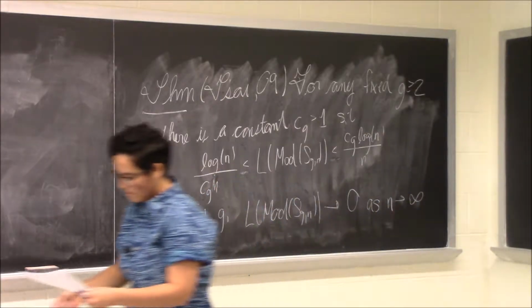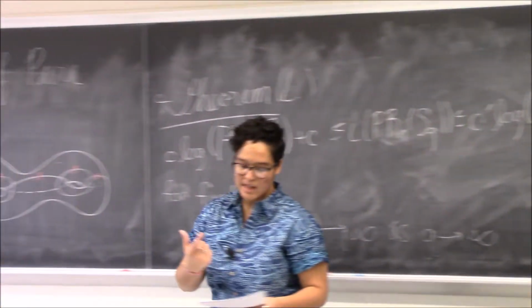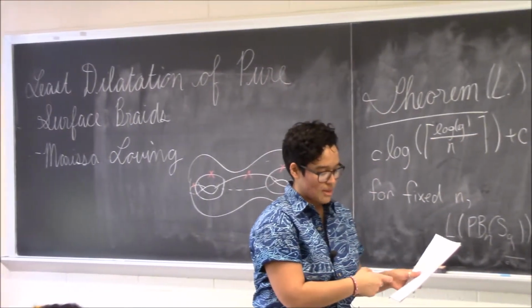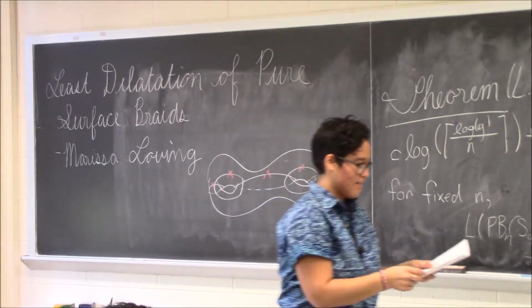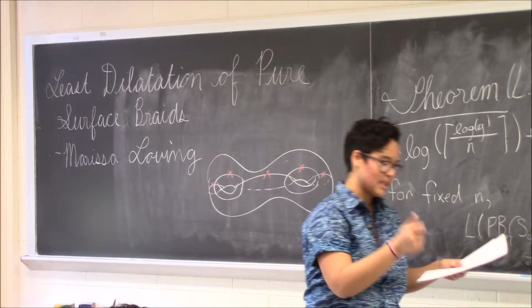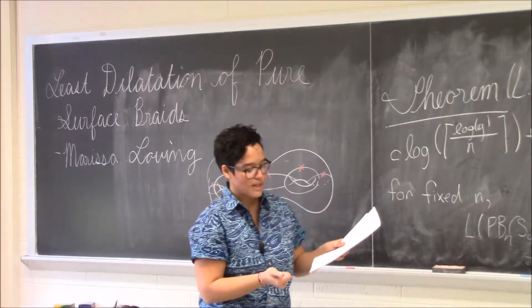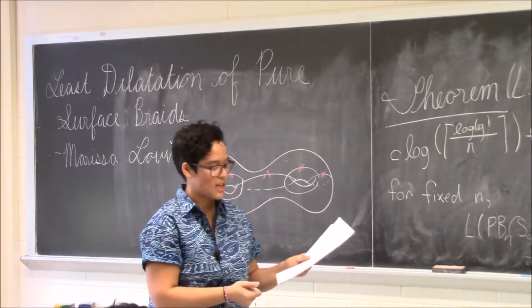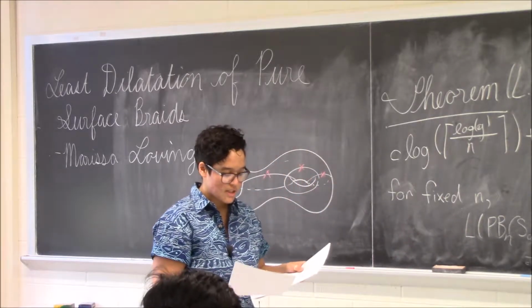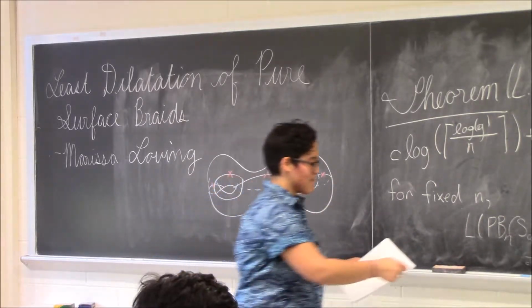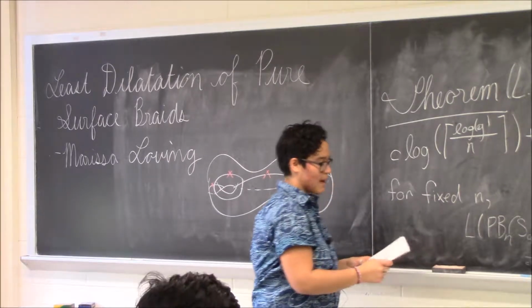OK. So minimal dilatation in the mapping class group has been studied, and it also has been studied in subgroups. So I just want to mention some names. I'm not going to write most of them down. But for instance, Farb, Leininger and Margalit studied the least dilatation in subgroups such as the Torelli group and the Johnson kernel, congruence subgroups. Hirose and Kin studied them in hyperelliptic handlebody groups.